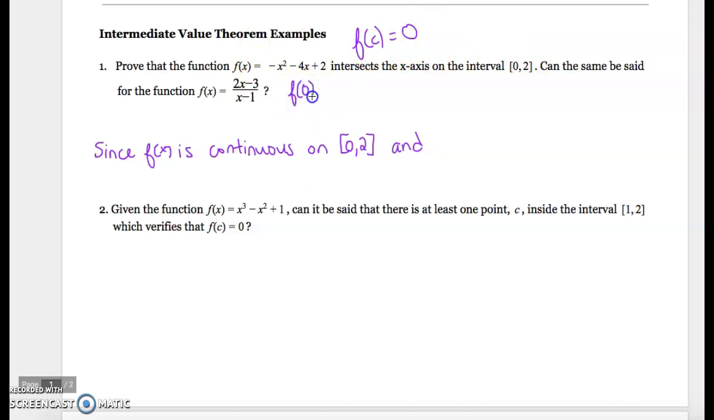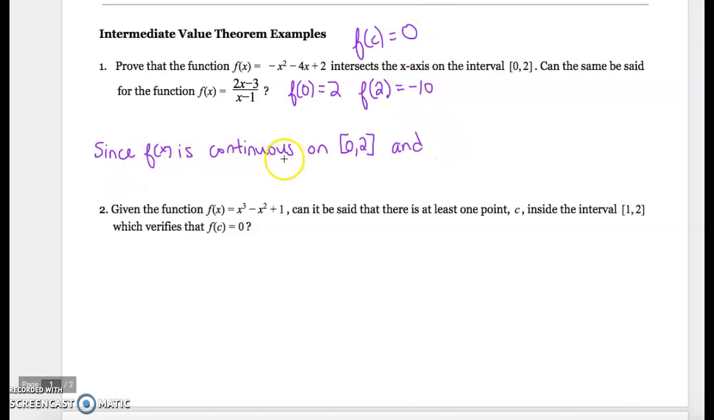So f of 0, if I actually plug 0 into this equation, I get 2. And then if I plug 2 into this equation, right, I'm plugging in the endpoints that I'm considering, I get negative 4 minus 8, so that's negative 12, plus 2 is negative 10. All right, awesome.